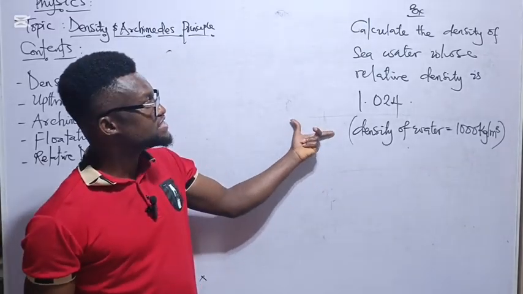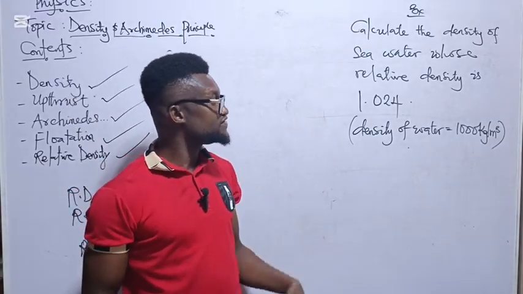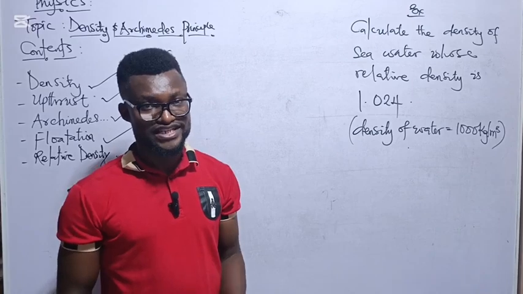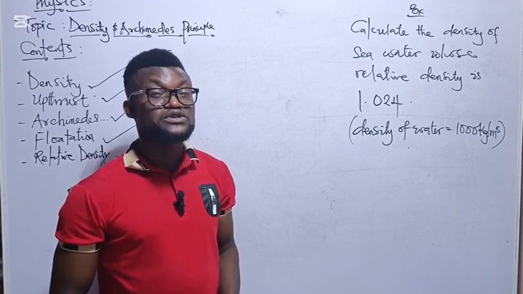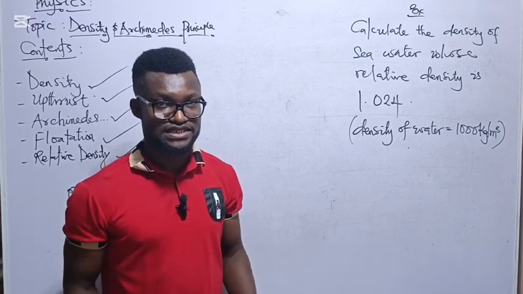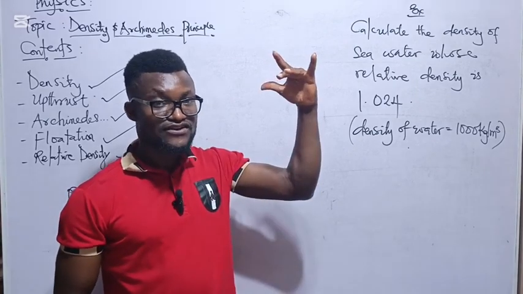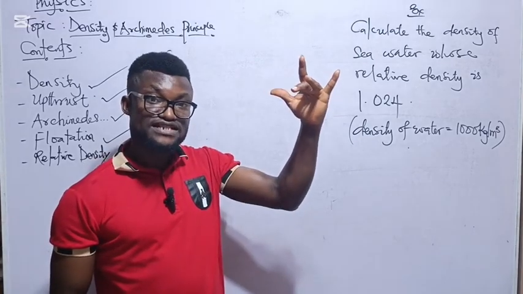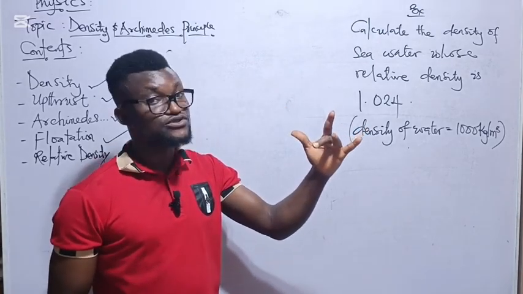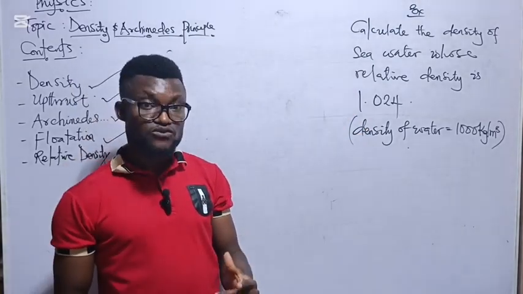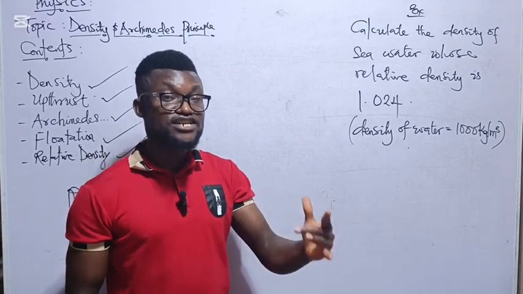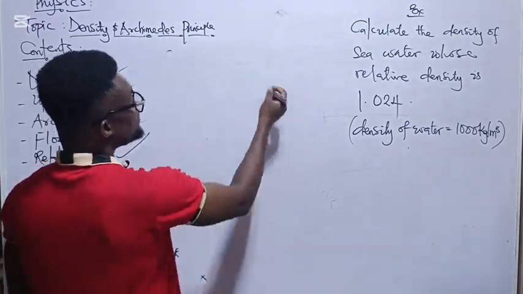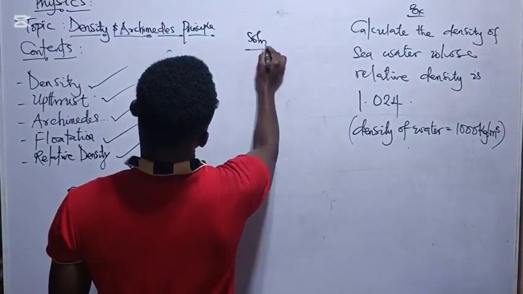Calculate the density of seawater whose relative density is 1.024. You know, relative density has no unit. Why? Because it's a ratio of similar quantities. Density of a substance over density of water. Density of a substance is measured in kilogram per meter cube divided by density of water, which is also measured in kilogram per meter cube. Okay, so to solve this very exercise, we write the parameters.